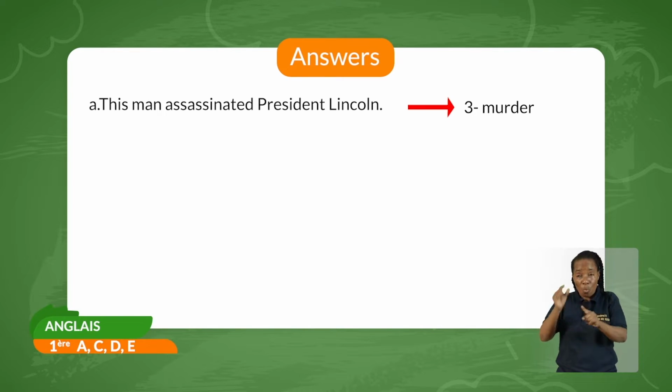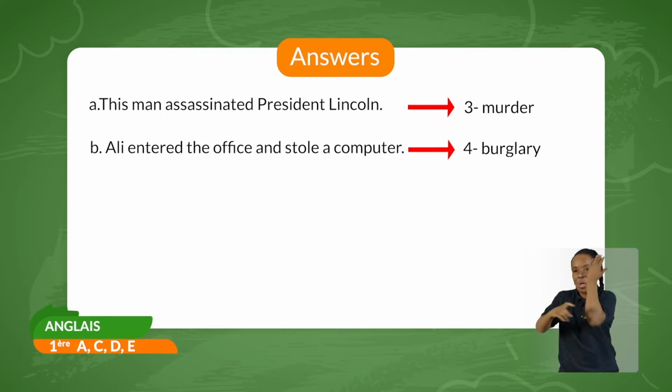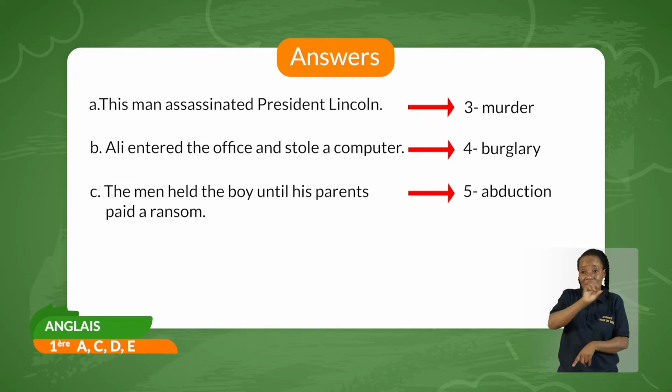Good. Ali entered the office and stole a computer. Is it a murder? No, it is a burglary. Perfect. C. The man held the boy until his parent paid a ransom. This is kidnapping, and we say that kidnapping is abduction.